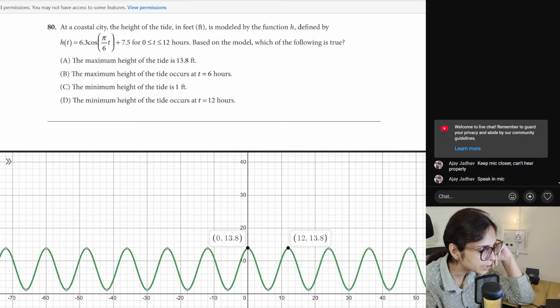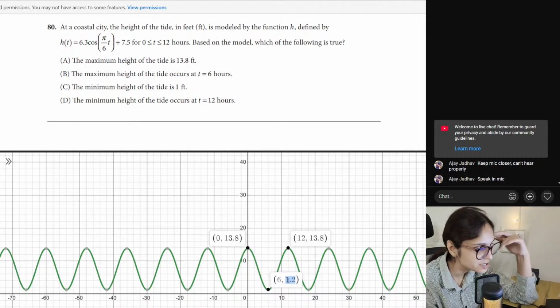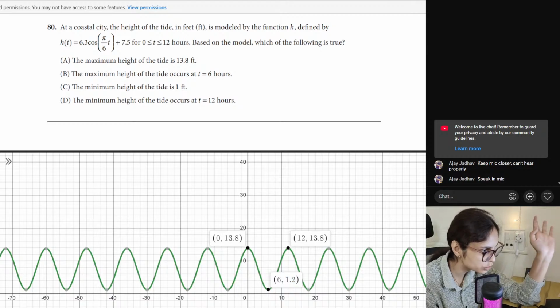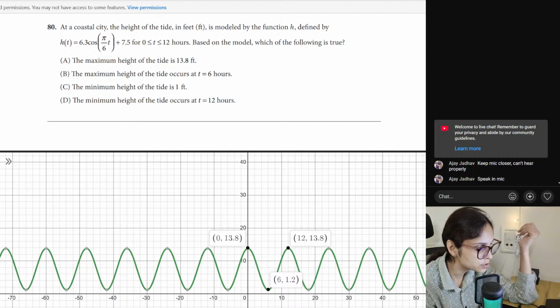The minimum height of this tide is 1 foot. Minimum is 6 feet. It's not 1 foot. So option C is also wrong. Sorry, it's 1.2 feet. My bad. 6 is the time, the number of hours. So the minimum height is 1.2 feet. It is not 1 foot. So that option is also wrong. And then the minimum height of the tide occurs at t equal to 12. No, at t equals 12, we are getting a maximum. So the only correct option is A. So for 80, the answer is option A.